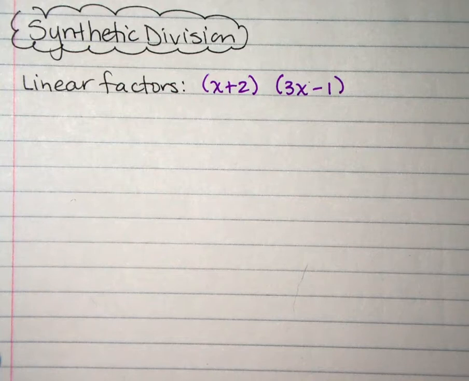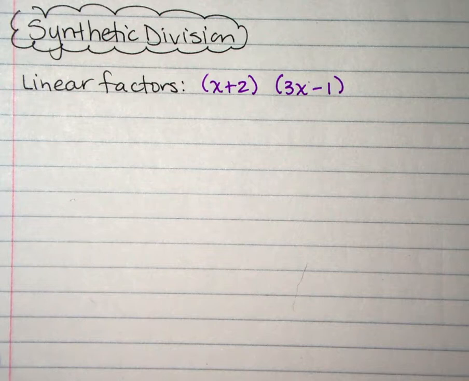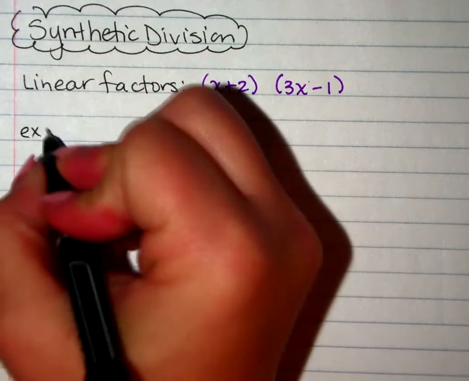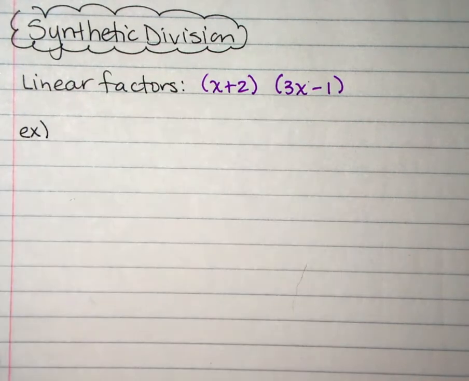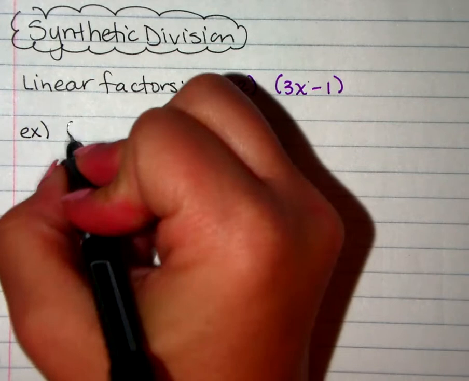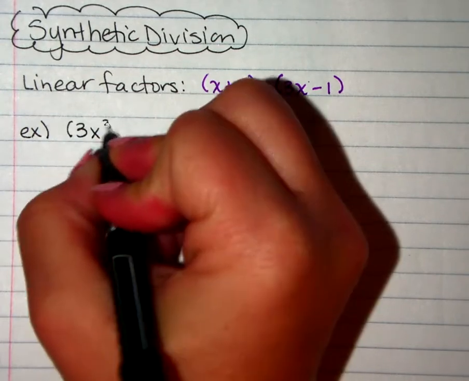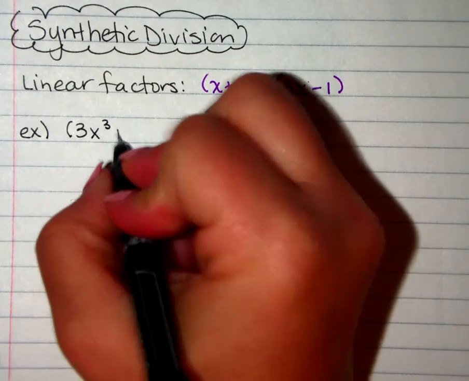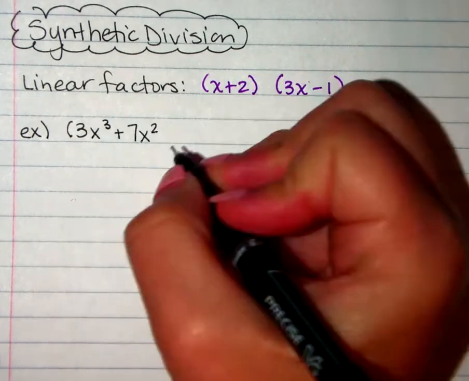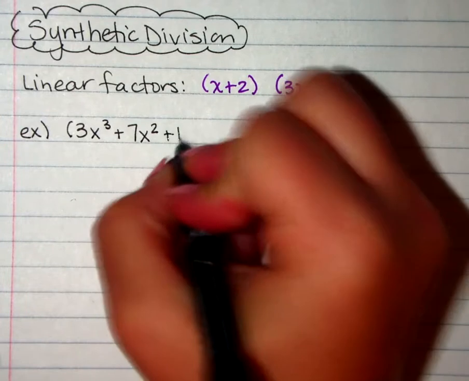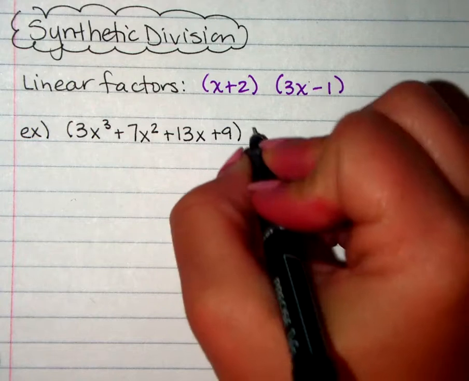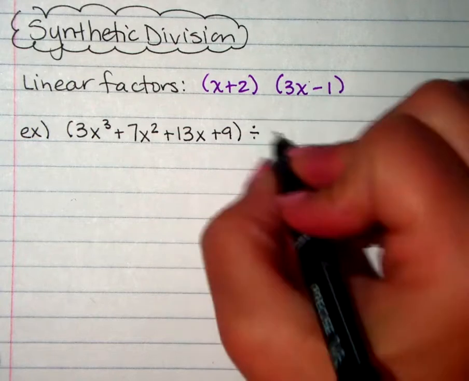Now, the process with synthetic division is going to be slightly different than what we've done in the past. So let's start with an example, and it's easiest to go through the steps when we can see an example to help us out. So let's start with 3x cubed plus 7x squared plus 13x plus 9, and I want to divide that polynomial by x plus 1.